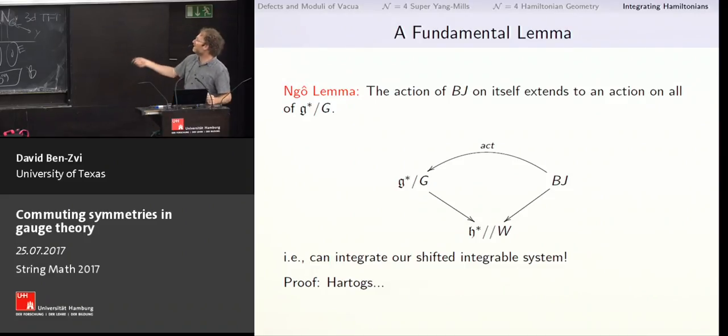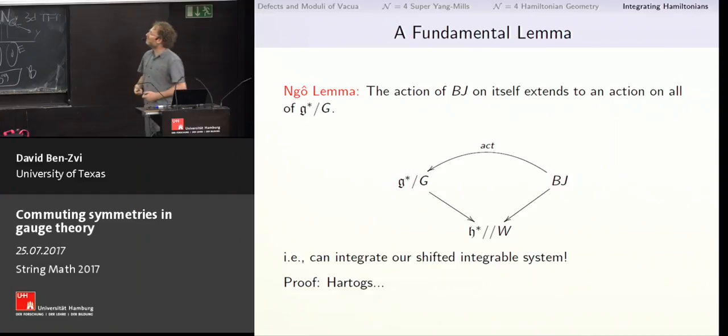funny. It's just Hartogs. You just look at the complement, which is codimension 3. So you already know what this is away from the regular locus, and you just extend. So away from classical groups, there wasn't a priori description of what this action is. Okay. So that's Ngo's integration.